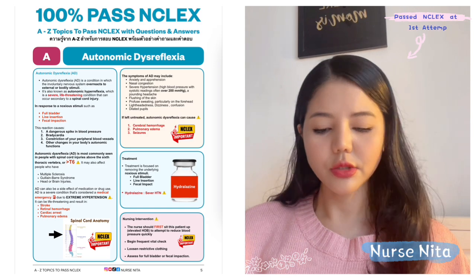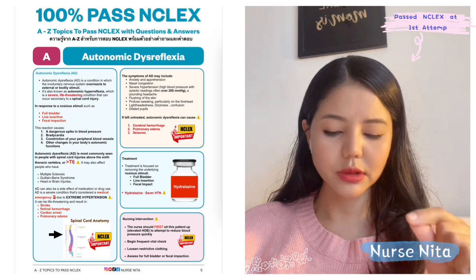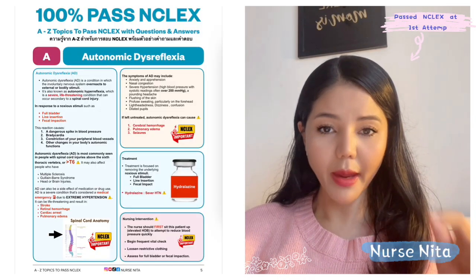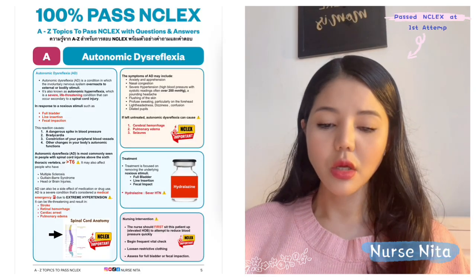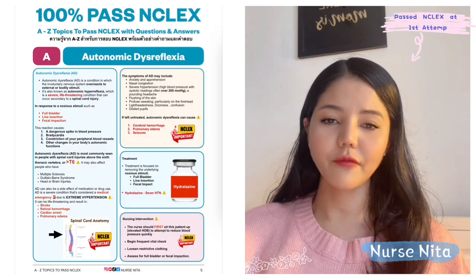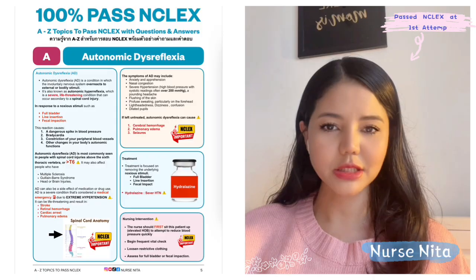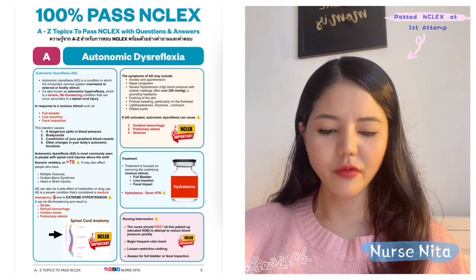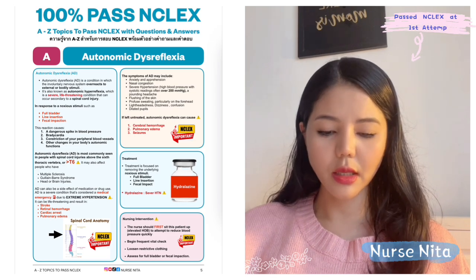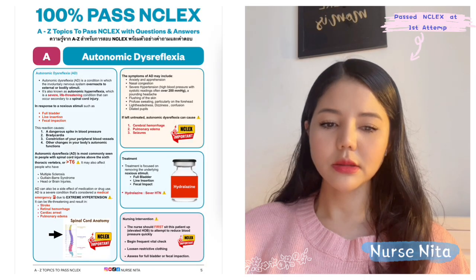And the nurse should loosen the constrictive clothing, and this is a very important key point: assess for a full bladder or fecal impaction, because we want to remove the noxious stimuli that cause the autonomic dysreflexia. So these are the key points about autonomic dysreflexia. I made a one-page conclusion for you with all of the key points here, and you need to try to make yourself understand autonomic dysreflexia.